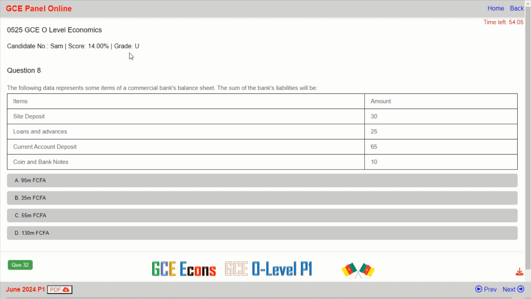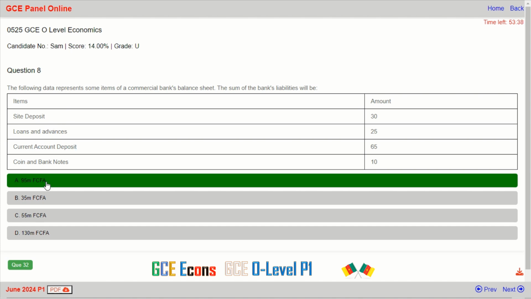The following data represents some items of a commercial bank's balance sheet. The sum of the bank's liabilities will be, so here we have items and we have the amount. Note that for liabilities, the only things that we count are deposits. So in counting liabilities, we only consider deposits. We have the size deposit, which is 30, plus the current account deposit, which is 65, giving us a total of 95.